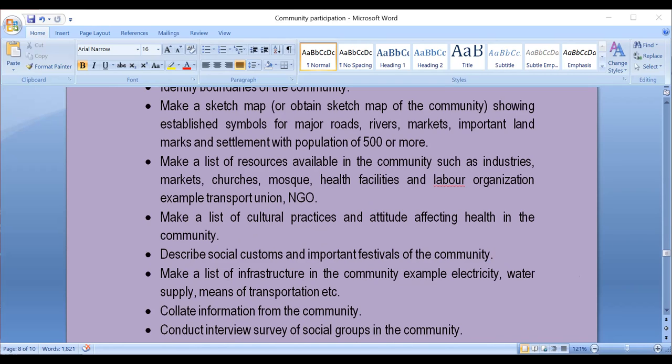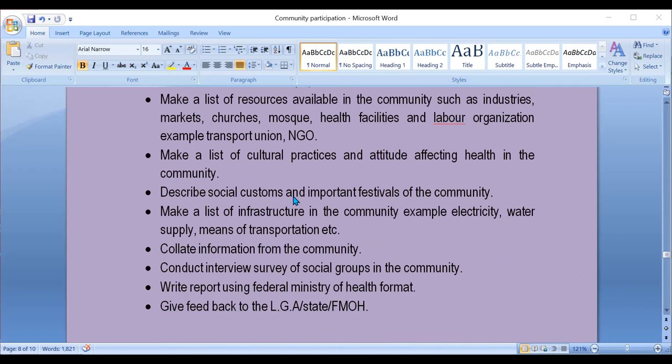Because you have carried out an assessment, you should be able to identify the cultural practices. Do they practice FGM, cow dung, and all of that? You are going to identify them and list them. Then you're going to describe social customs and important festivals of the community. You're going to describe those you have identified in the community. You're also going to make a list of infrastructure in the community, such as, do they have electricity, pipe-borne water, means of transportation? You are going to also make a list for it.